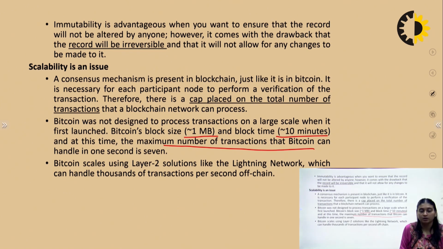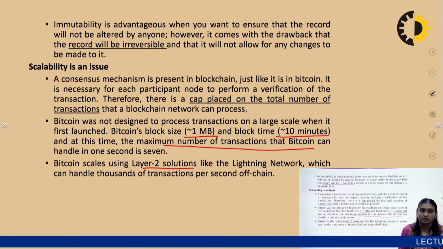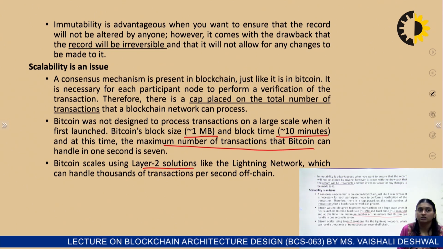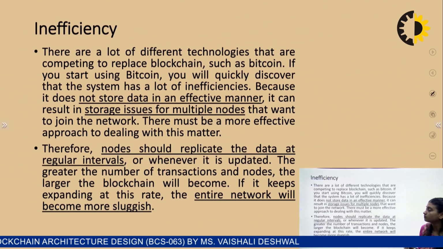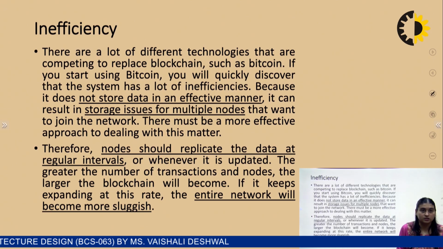Although you can scale it, there are certain limitations. Bitcoin scales using layer 2 solutions. Yes, we can scale it using layer 2 solutions, like the Lightning Network, which can handle thousands of transactions per second off chain. So if you are employing layer 2 solutions, definitely you can scale the Bitcoin platform. But we are talking about the very basic one. When it was first launched, the maximum number of transactions that Bitcoin could handle was only 7 per second. So the next challenge is inefficiency.